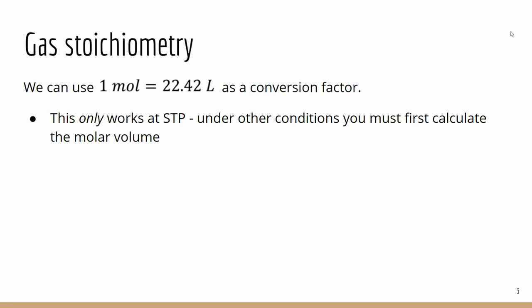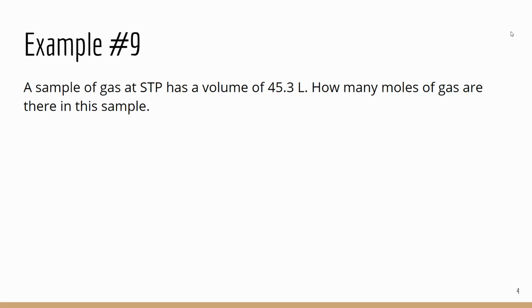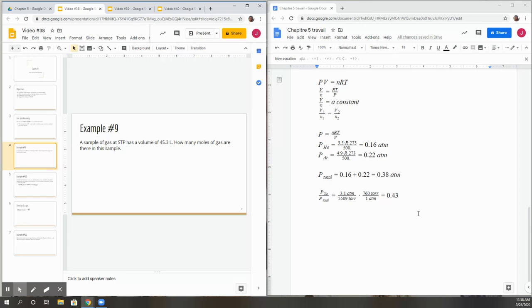If you are not at STP, you're either going to need to calculate the molar volume, which is just the volume of 1 mole of a gas, or you will just need to use PV equals nRT when you're finished and solve for moles for your calculation. Pause here. All right, so we'll start off with something pretty straightforward.